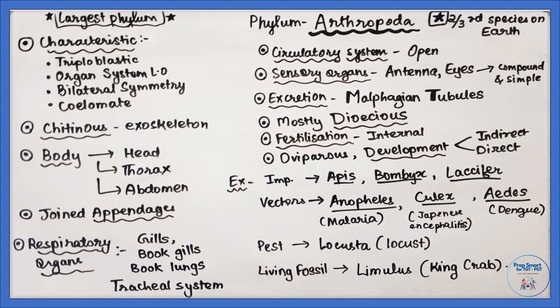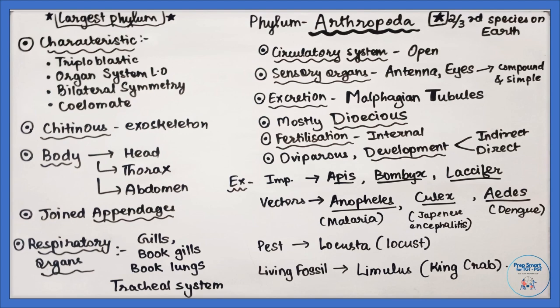Some of the common examples of economic importance are Apis, Bombyx, Laccifer. Apis is honeybee, Apis indica. Bombyx mori is silk moth. Talking of vectors for various diseases: Anopheles mosquito, Culex mosquito, and Aedes mosquito. Anopheles is a vector for malaria. Culex for Japanese encephalitis. Aedes for dengue. Talking of some of the arthropods which act as pests, an example is Locusta, locust.